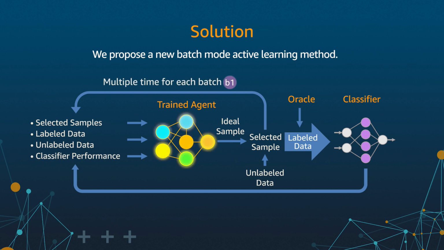In each batch, we repeat this multiple times to generate a batch of data samples for labeling, and then train the classifier. We repeat this for many batches until we get a good performance. Our method can scale to large-size datasets, since the size of the policy network stays the same when the size of the dataset increases. This is the goal we had in mind when we designed our method from the beginning.